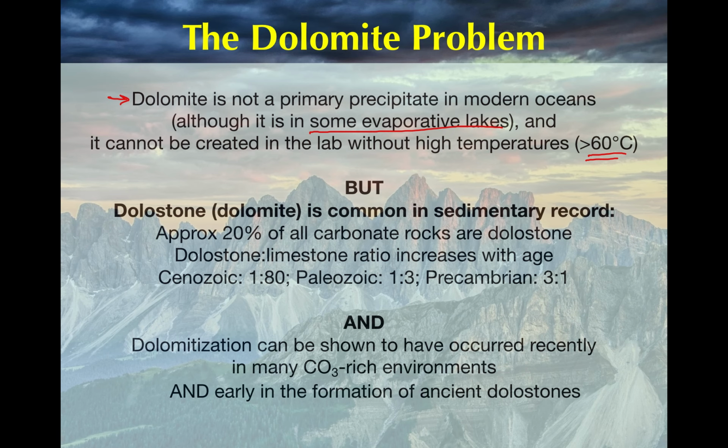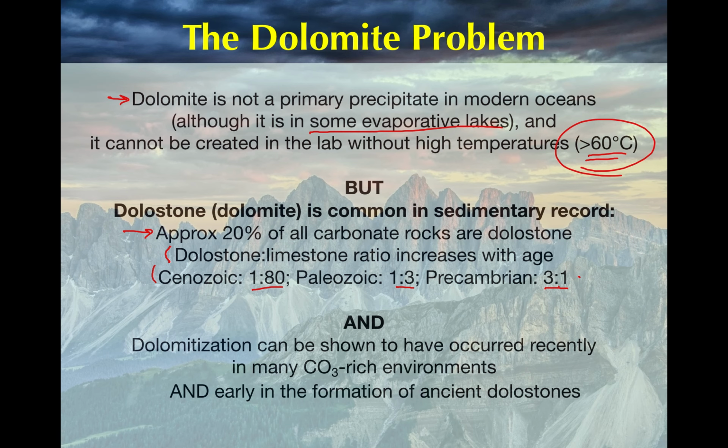However, dolostone and dolomite is common in the sedimentary record. About 20% of carbonate rocks are dolostone. The ratio between dolostone and limestone increases with age, so Cenozoic dolostones are a lot less common than Paleozoic dolostones, which are in turn a lot less common than Precambrian dolostones. This probably just reflects that the older the rock is, the more deeply it's been buried, and that it's been exposed to higher temperatures to make more dolomite.